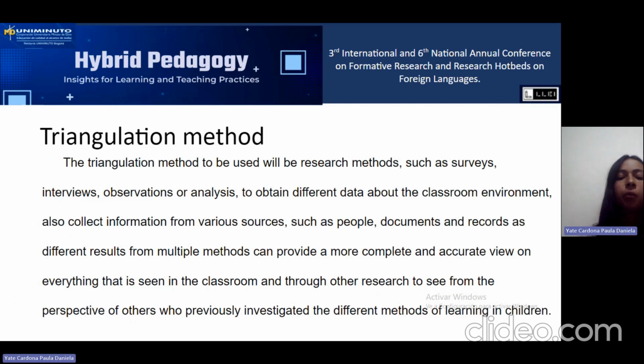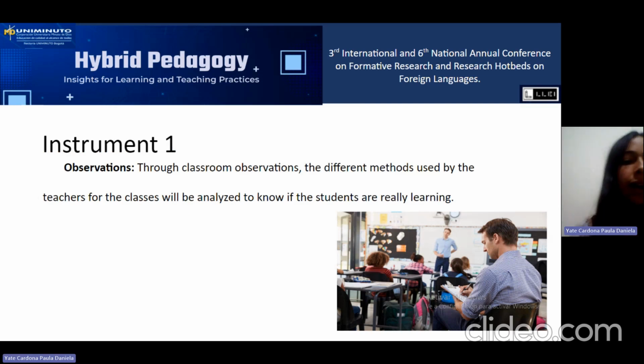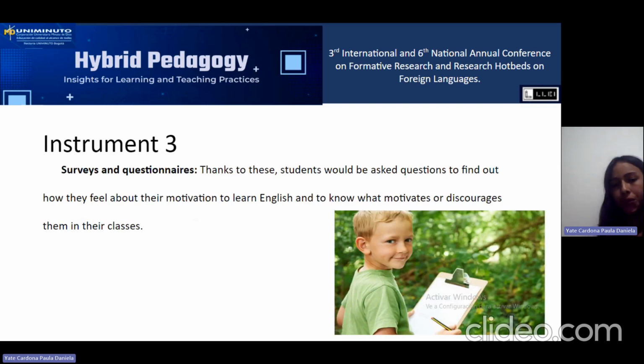Okay, the triangulation method involves using several research methods and data sources for analysis to obtain a comprehensive understanding of the classroom environment. Our aim with this method is to understand students' experiences, perceptions, and challenges, as mentioned before. For this, we have key questions that will help us in our research process. The first question is, what are the specific challenges faced by the students? And the second is, how do students perceive their English language learning environment? And these are the instruments: observations, interviews, surveys and questionnaires.